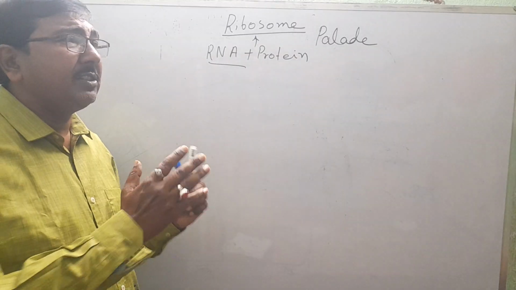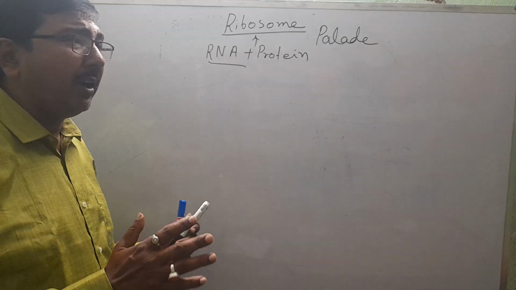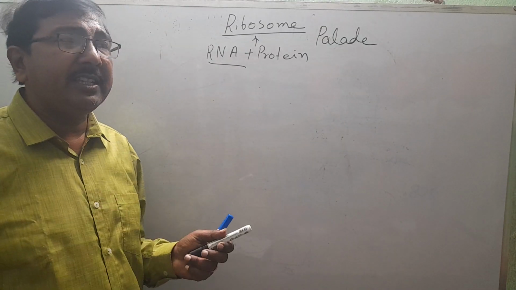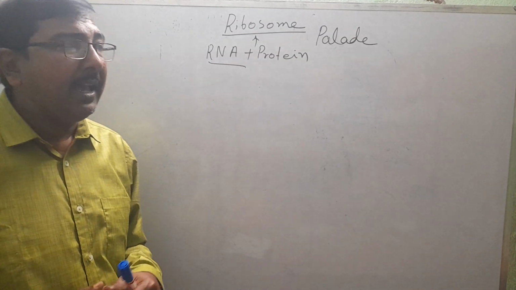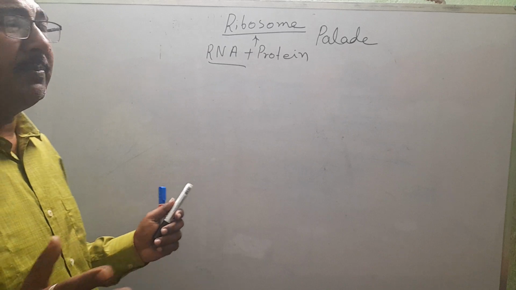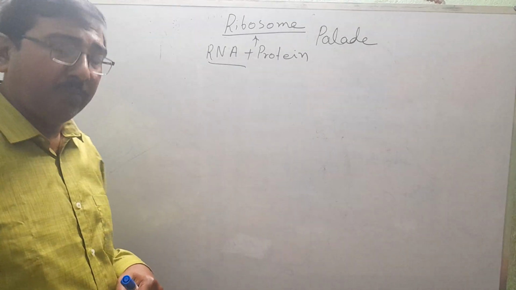Ribosome is the smallest cell organelle, and it is also called the organelle within organelles, because it is present in the organelles plastid and mitochondria. That's why it is called organelle in organelles. It is also called the protein factory because it helps in the synthesis of protein.